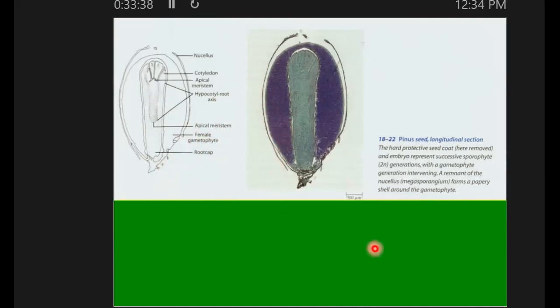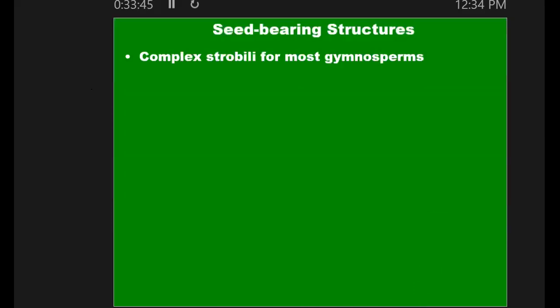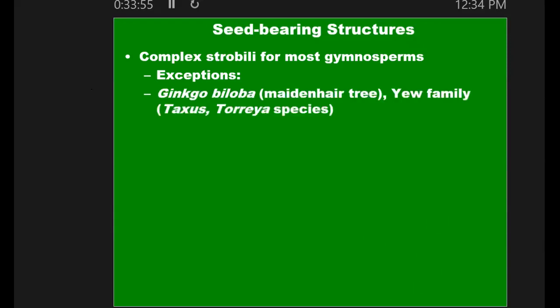Okay, so all of this is happening in the female cones. And when you look at them, they're pretty complex. They have a lot of different parts to the cone. There's some exceptions. Ginkgo biloba is very simple. I'll show you a picture. They don't have a complex, pine cone-like structure. They have just a single piece of tissue where all of this is happening.